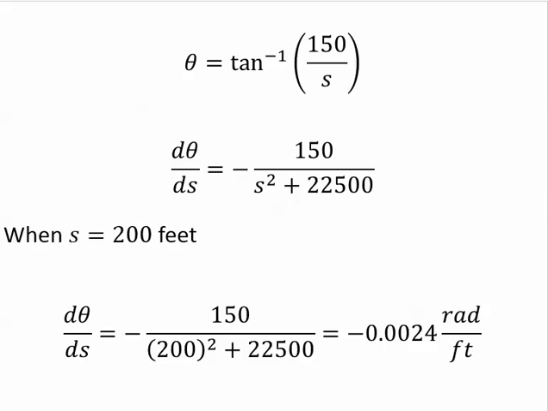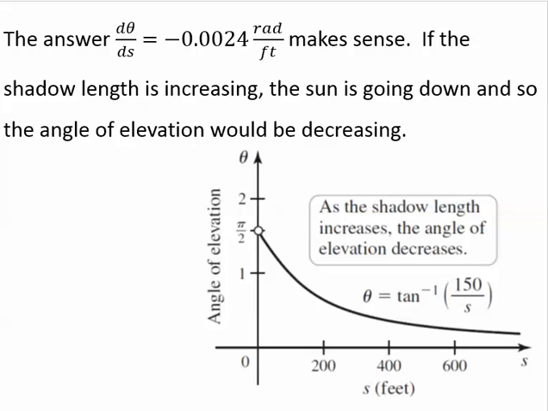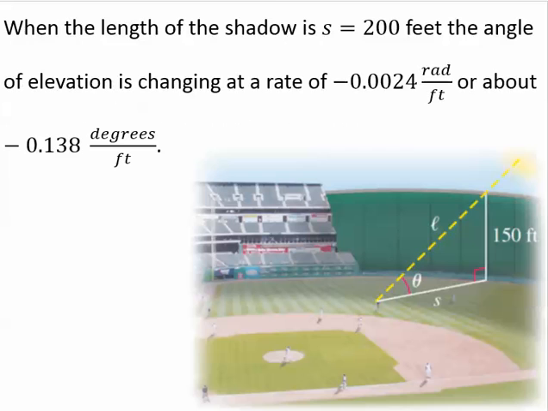When S is equal to 200 feet, I get negative 0.0024 radians per foot. So the answer makes sense. If the shadow length is increasing, the sun is going down, and so the angle of elevation would be decreasing. And when the length of the shadow is 200 feet, the angle of elevation is changing at a rate of about negative 0.138 degrees per foot.